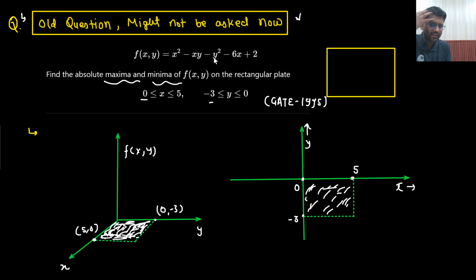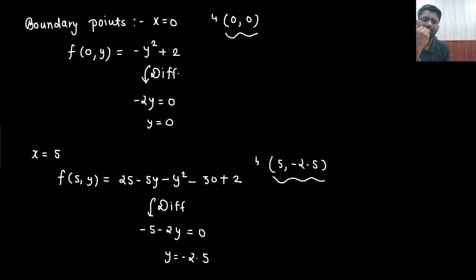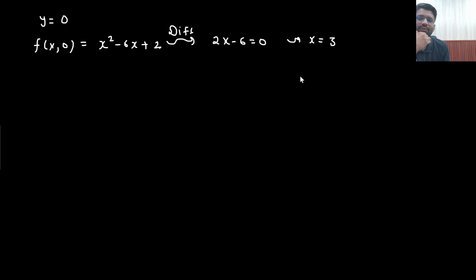So x square minus 6x plus 2. Differentiate: 2x minus 6 equals to 0. So what is the value of x you are getting? x equals to 3. So another point of consideration is x equals to 3, y equals to 0.